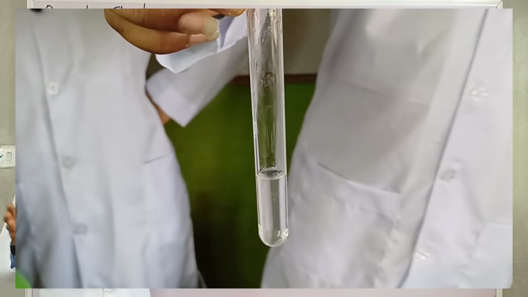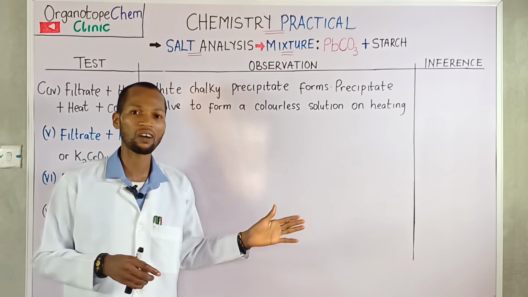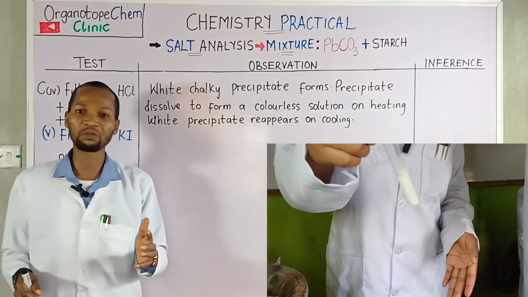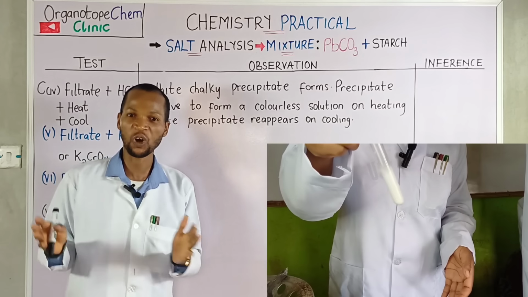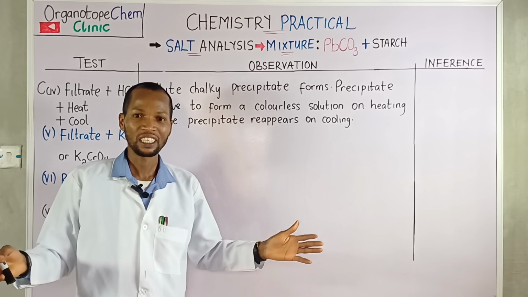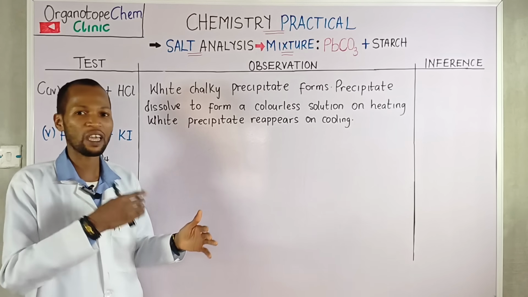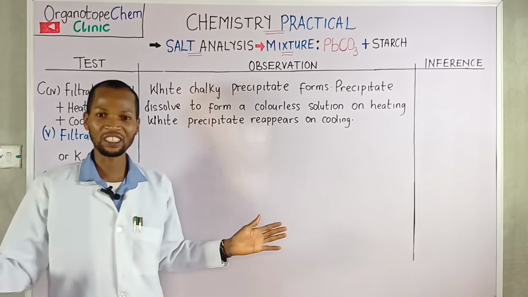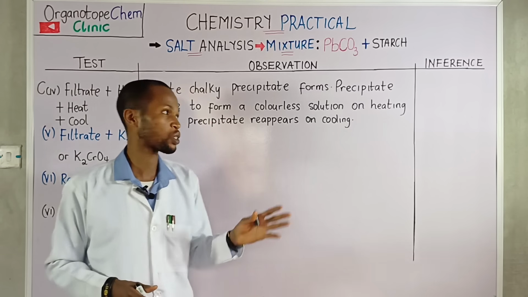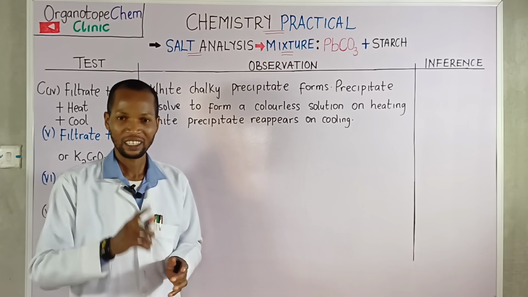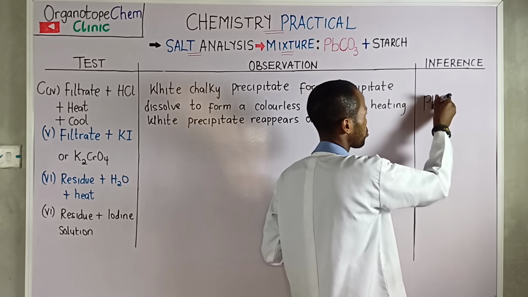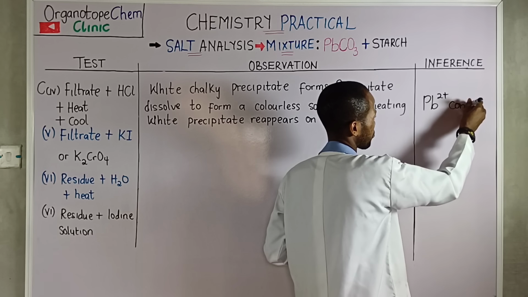Can we allow the solution in the test tube to cool so that we can carry out the observation of the metal ion present? Wow! It can be observed that white precipitate reappears on cooling. The colorless solution that was formed on heating now resulted into a white precipitate on cooling. Since the white precipitate reappears on cooling, which ion conforms with the observation that we have right here? That's right, it is lead 2 ion. So we can have it as Pb2+ confirmed.